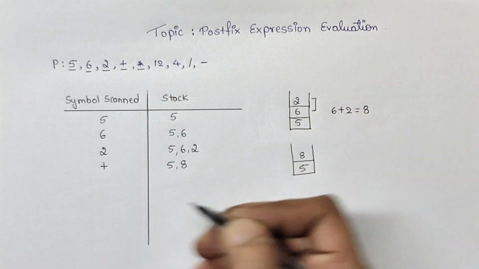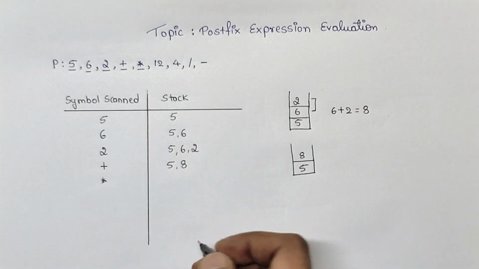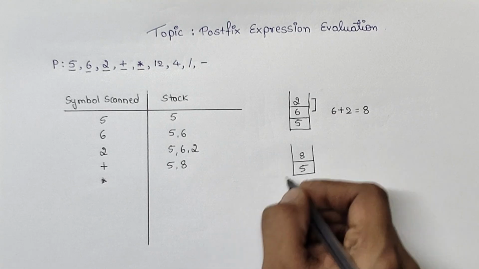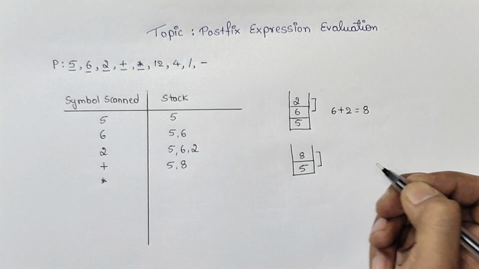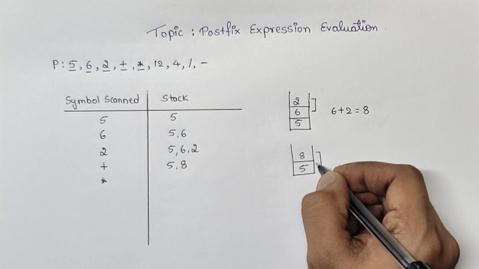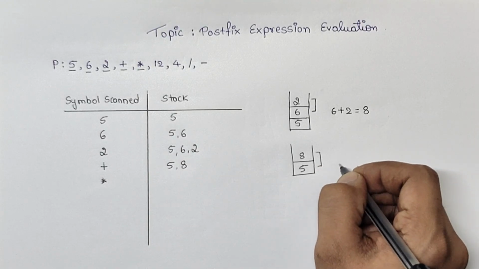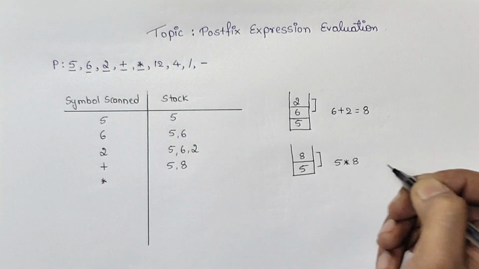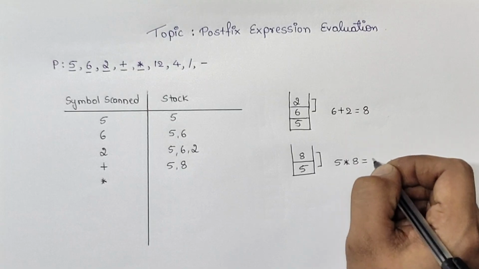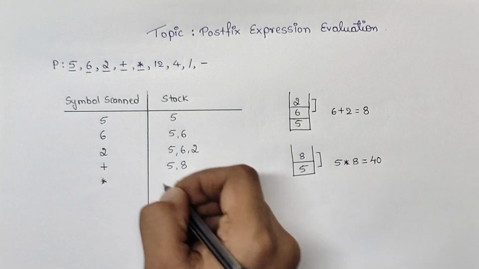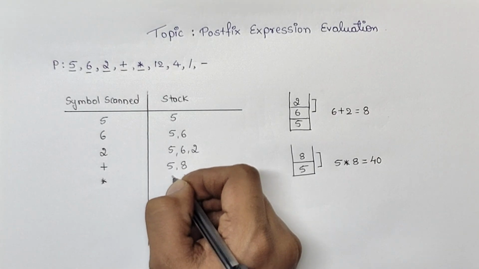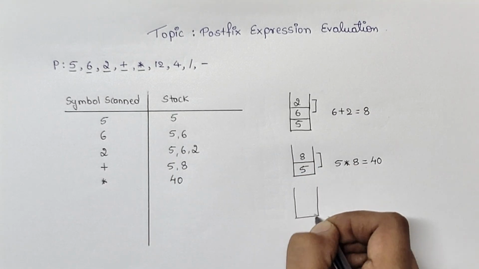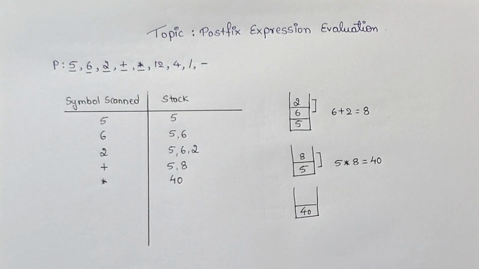Next symbol is multiplication. So star means multiplication. When you encounter an operator, apply it to the top two elements of the stack. So here we have only two elements in that stack. Who came first? 5. Next it is 8. So in between them the operator will be applied. 5 into 8 will be equal to 40. So in place of 5 and 8 we will be writing 40. So my updated stack only has the value 40.